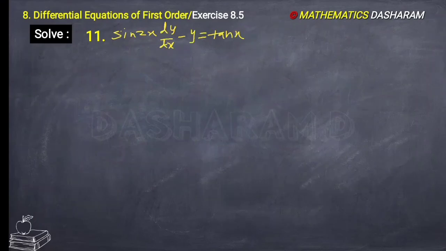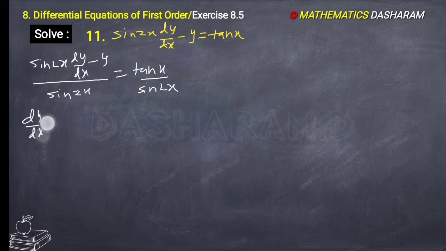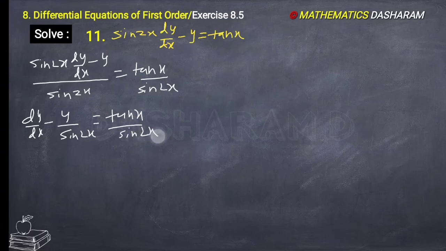11th question, sin 2x into dy by dx minus y equals tan x. So here the left side and right side are divided by sin 2x. So dy by dx minus y by sin 2x equals tan x by sin 2x. Now split into two fractions, then dy by dx minus y by sin 2x equals tan x by sin 2x.